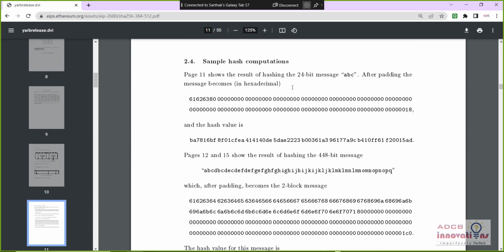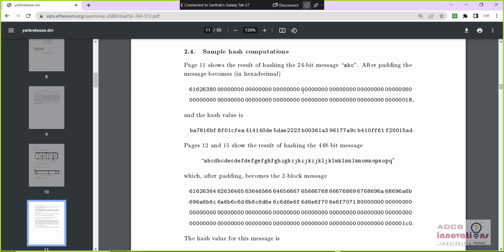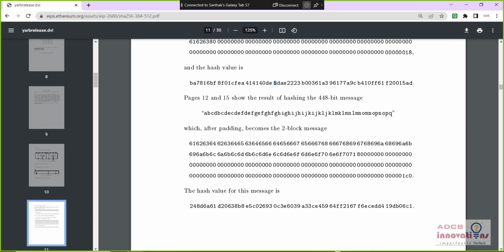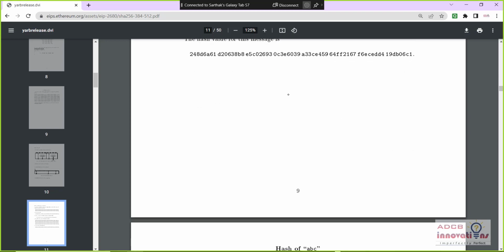And you can see there are some of the final results for hashing ABC. Okay, so after padding, this is what the message actually becomes, and the final hash value is this for the ABC function. Okay, so this is actually the final result.